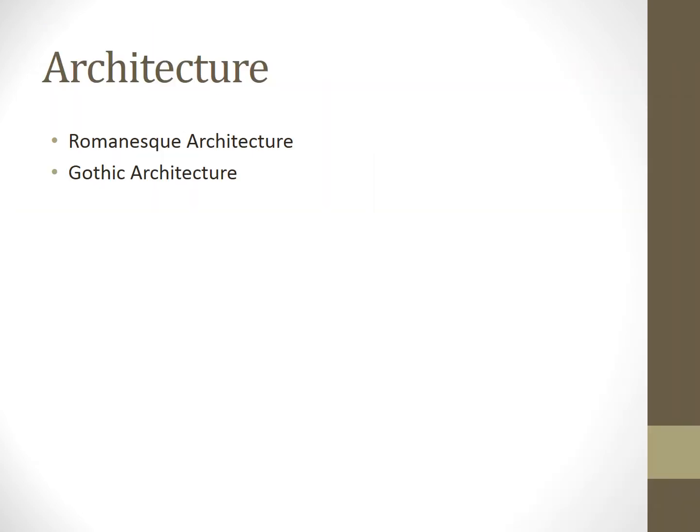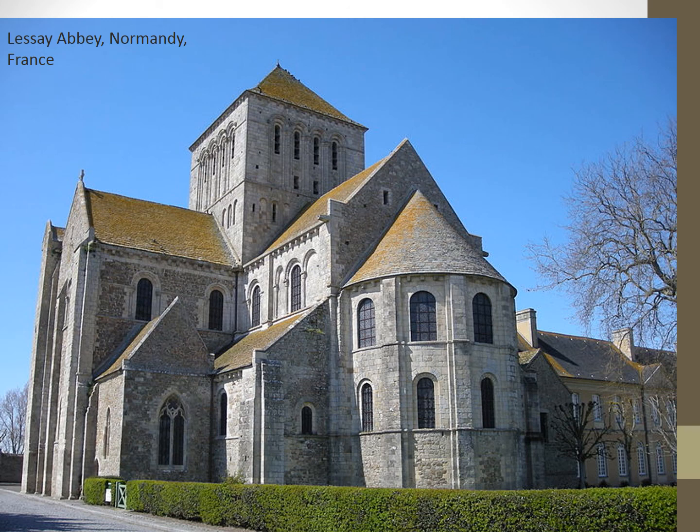The last bit that I want to show you real quick, and there's not a whole lot of notes for this slide, but I want to introduce you a little bit to architecture during the Middle Ages. There's two predominant forms of architecture found during the High Middle Ages. One is the Romanesque architecture, and the other is Gothic architecture. So the first sort of pan-European architecture, if you will, is Romanesque architecture.